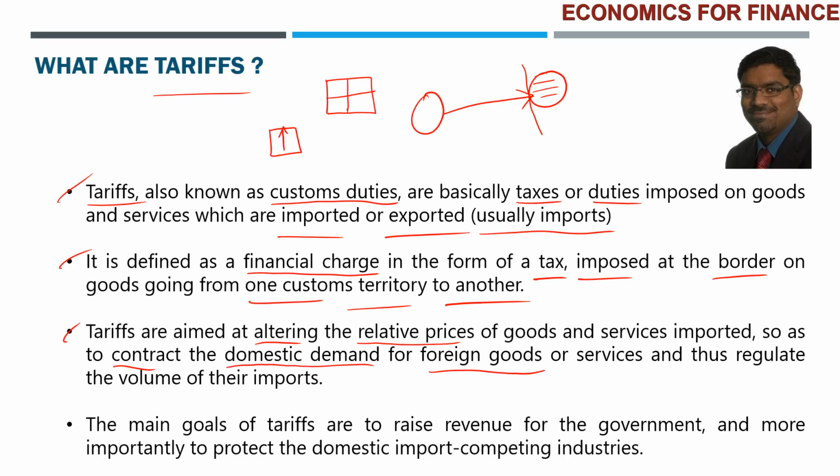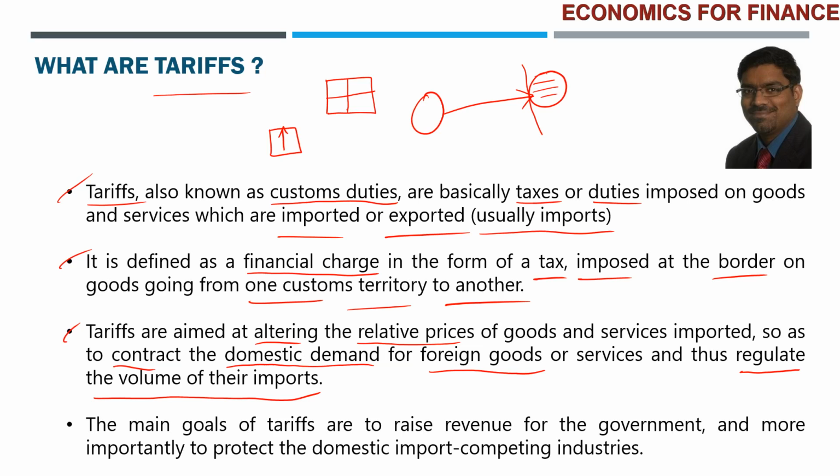With the normal principle of demand and supply, when the price of a commodity increases, the demand for the commodity decreases. So artificially, customs duties will distort the prices of imported commodities. They will alter the relative prices of imported goods and services, with an objective to contract, that is, reduce the domestic demand for foreign goods or services, and thereby regulate the volume of their imports. Otherwise, too many goods will come and flood the country, maybe at a very cheap price.